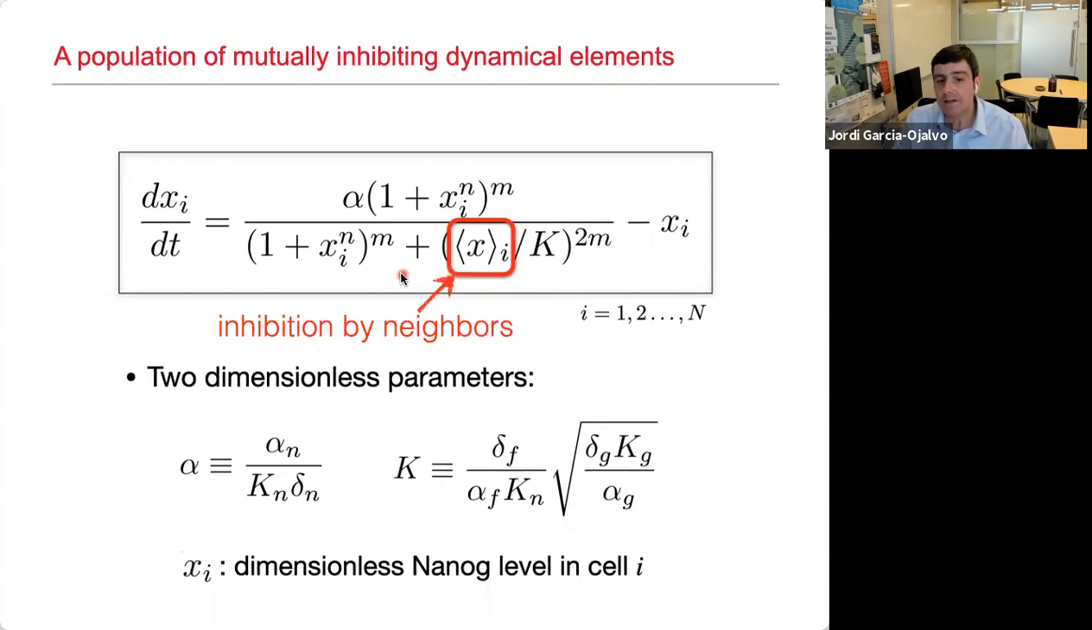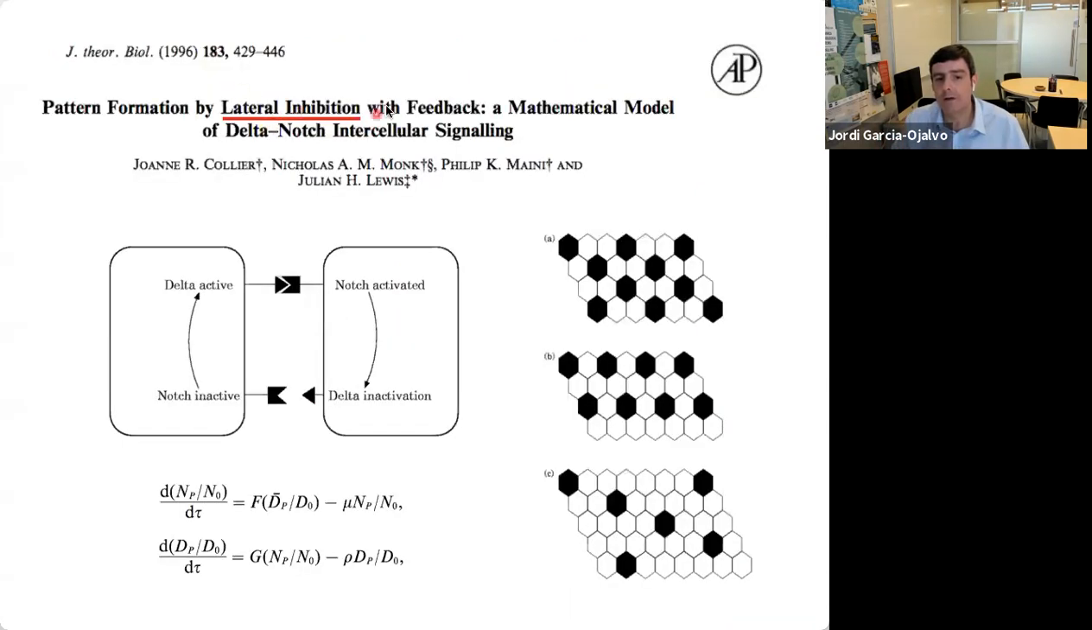Now, I'm not sure if you are familiar with this type of problem, but this might remind you of what's called lateral inhibition. This happens in other types of signaling systems in which, for instance, signaling by Delta inhibits the expression of Delta in a neighboring cell, okay? This is called lateral inhibition, and this leads to this type of fine-grained patterns that are also very important for our tissue organization at many different levels, okay?